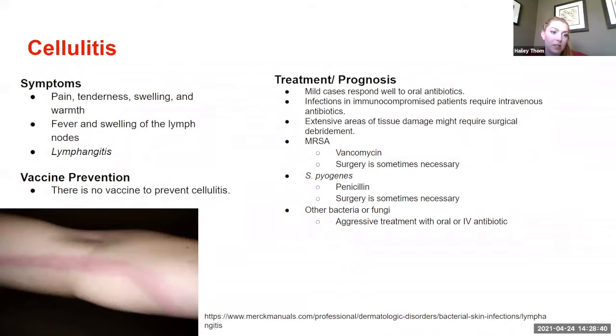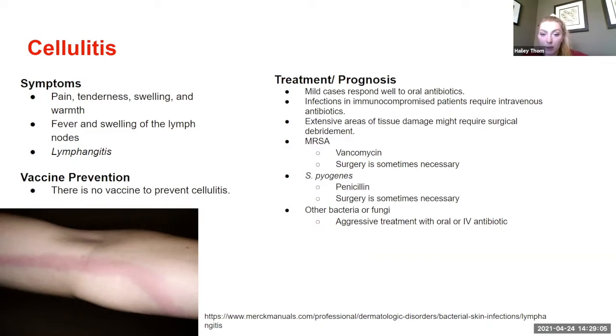Some of the symptoms of cellulitis are pain, tenderness, swelling, and warmth, pretty much the classic signs of inflammation, as well as fever and swelling of the lymph nodes. And this includes lymphangitis, which is pictured here on the screen. There is no vaccine to prevent it. A lot of these bacteria are naturally on our skin, so it's kind of hard to prevent something like that.